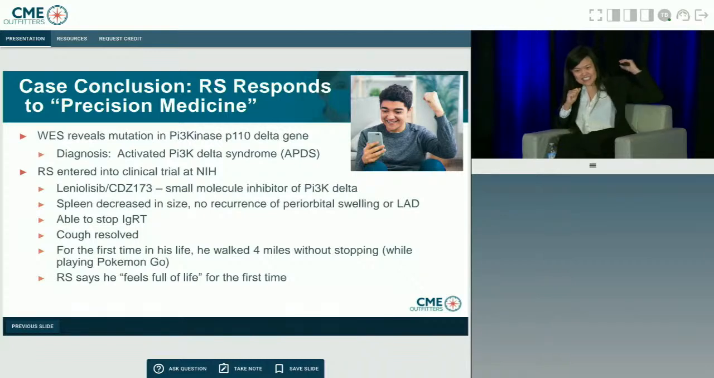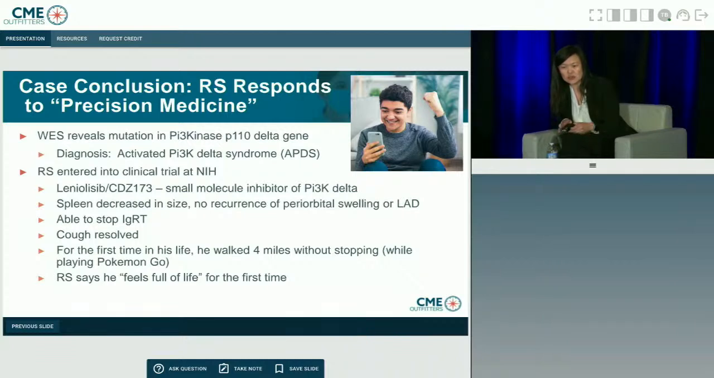Look at him, he's excited for this answer. And he ended up having a mutation in the PI3 kinase P110 delta gene. And this is a newly described disease. I think we didn't really know about it until 2013. So when he presented at the age of 6, this was not even a thing. If they had done genetic testing at that time, it would not have diagnosed him because we didn't know about it. And so this is now called activated PI3 kinase delta syndrome.